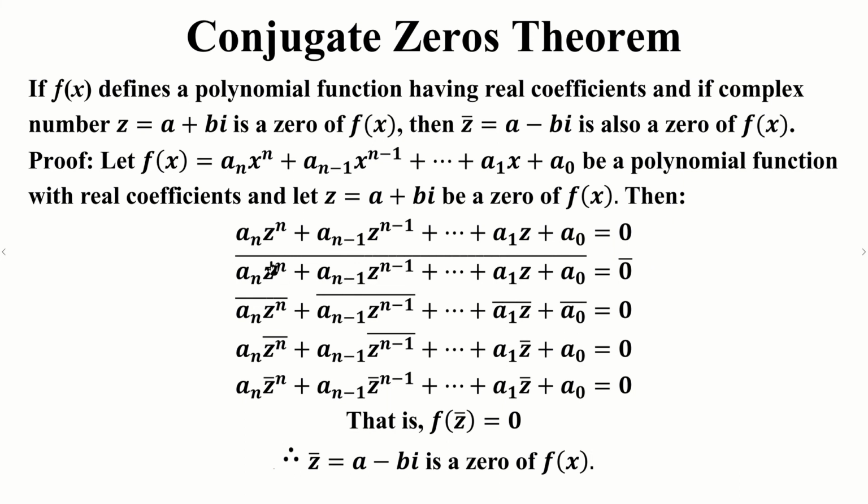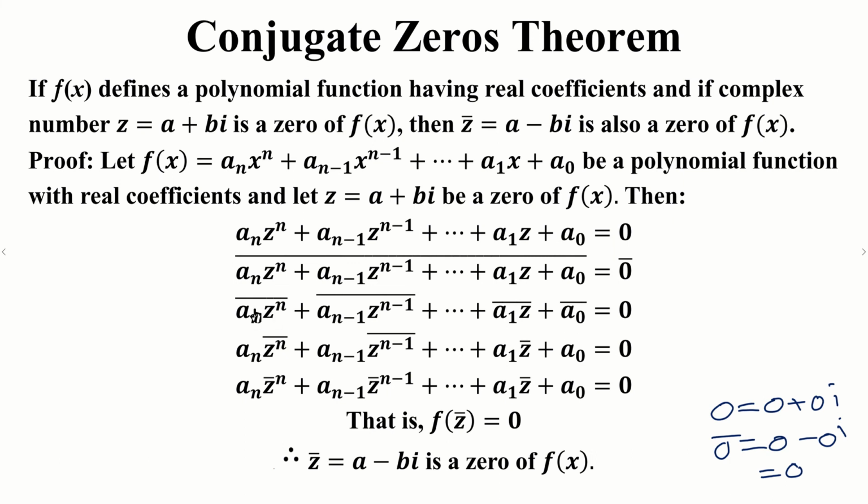Now, if we take the conjugate of both sides, watch what happens. On this side, the conjugate of this sum, as we've learned, is going to be the sum of the conjugates, right? Now, what's the conjugate of 0? That's just 0 itself, right? Because you can think of 0 as 0 plus 0i, so the conjugate is going to be 0 minus 0i, which is still 0, okay?